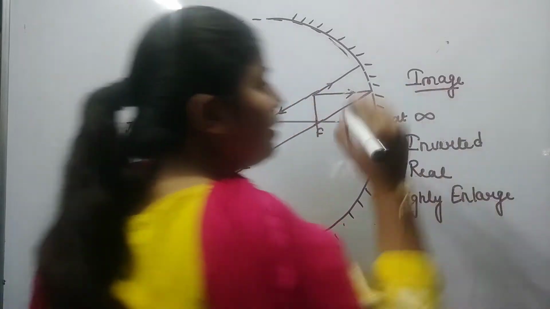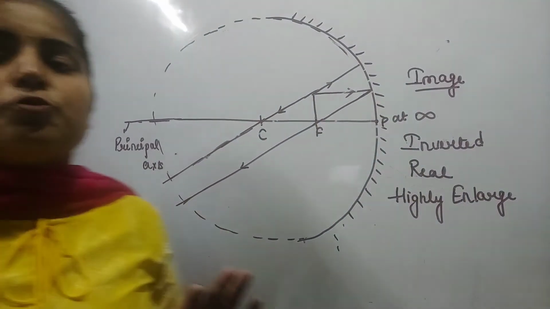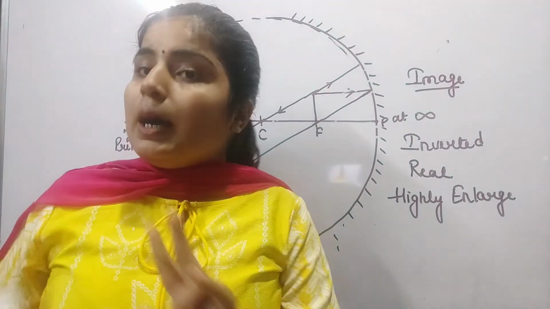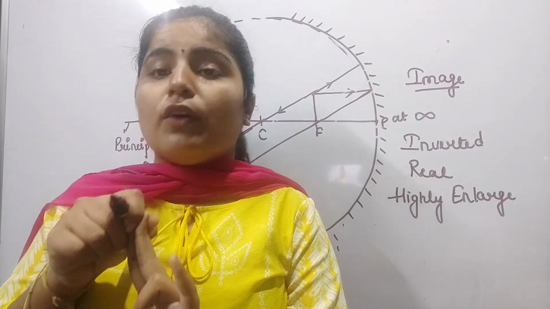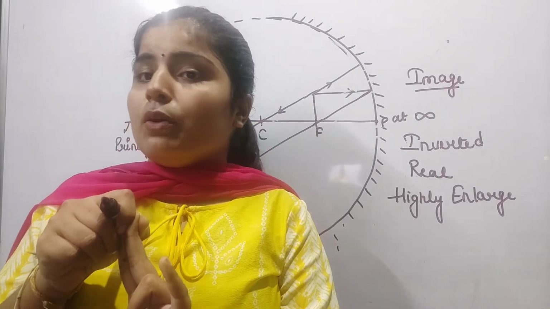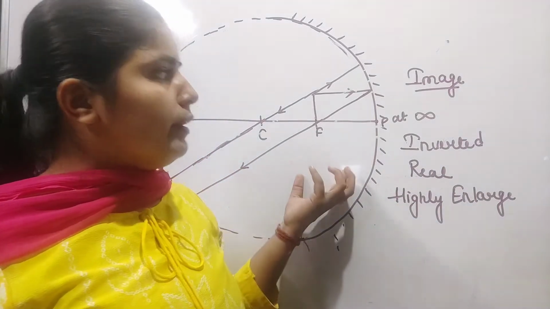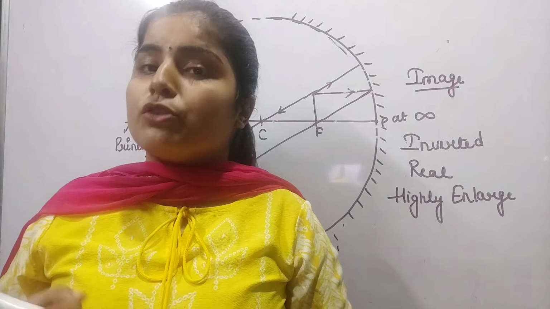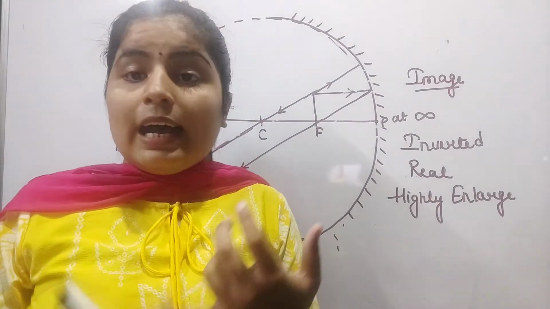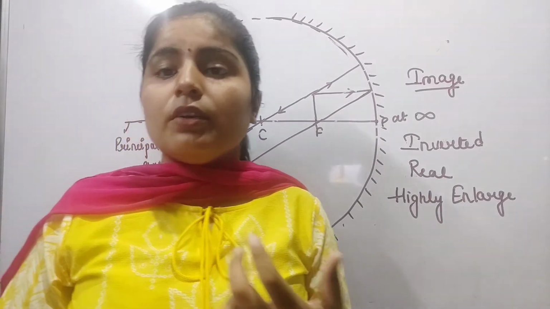So whenever we are forming the image by the concave mirror, apply any two rules of the image formation. Then, by drawing the ray diagram, we can finally obtain the position and size of the image that is formed.